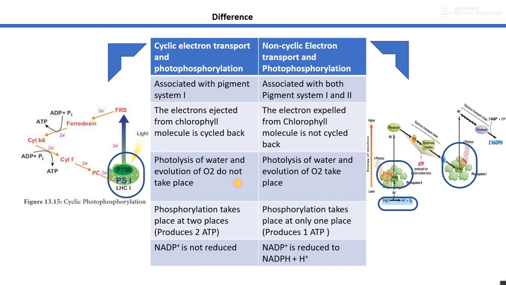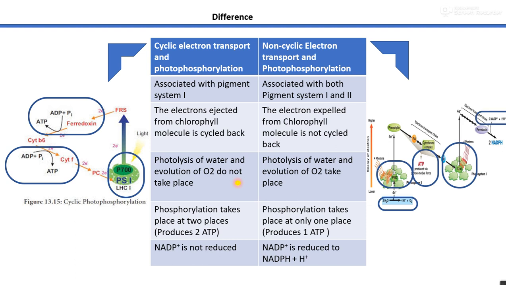The fourth main difference is that phosphorylation takes place at two places in the cyclic electron transport chain, from ferredoxin to cytochrome b6 and from cytochrome b6 to cytochrome f. But in the non-cyclic chain, phosphorylation takes place at only one place, between the movement of the electron from plastoquinone to the cytochrome complex. The last important point is that NADP plus is not reduced in the cyclic electron transport chain, but NADP plus is reduced to NADPH in the non-cyclic electron transport chain. So this is all about the difference between cyclic and non-cyclic electron transport and photophosphorylation in the light reaction.